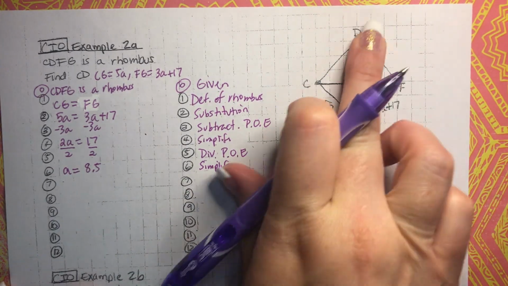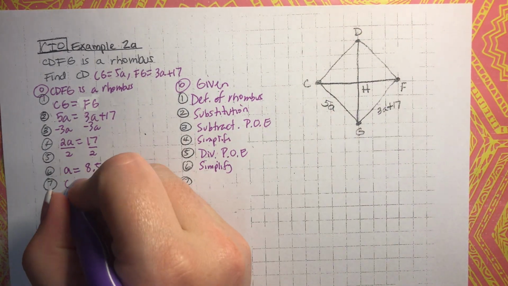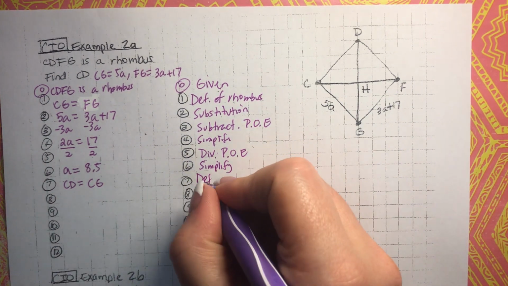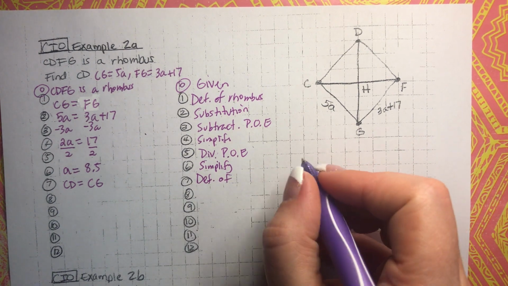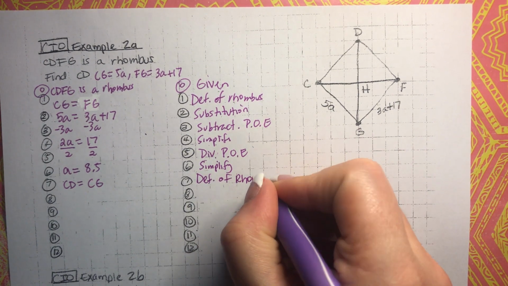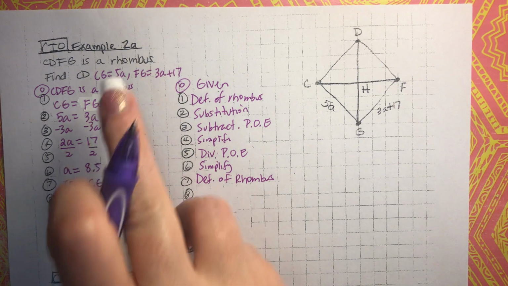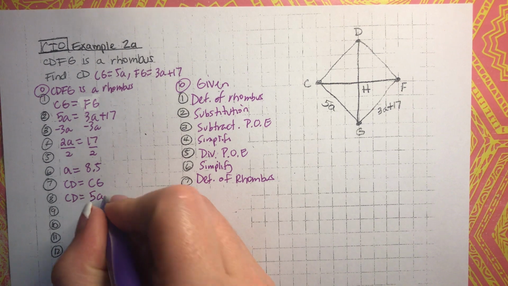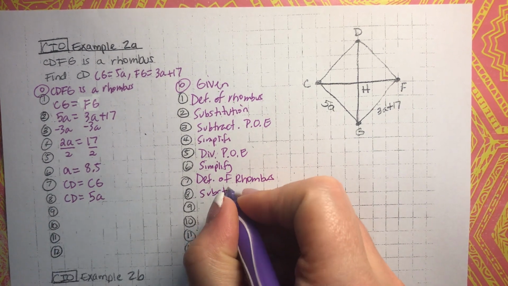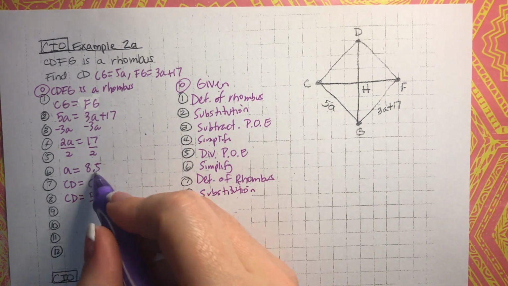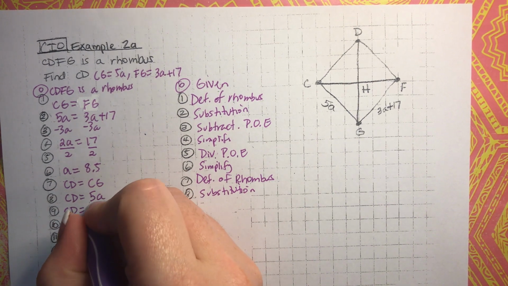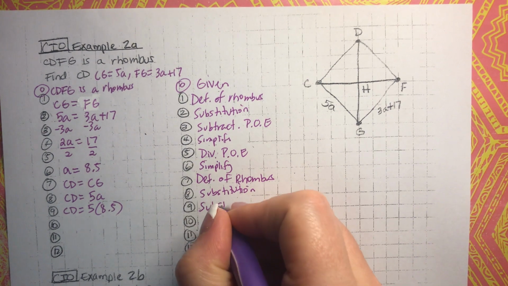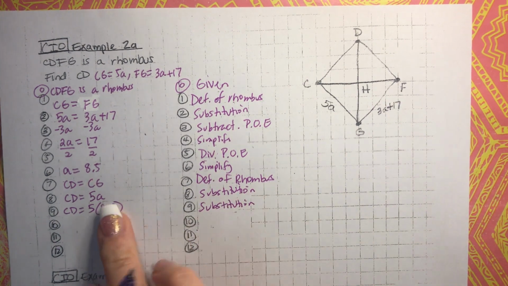And now I'm just going to say that CD is equal to CG. So CD is equal to CG, right? That's definition of a rhombus. Okay, then I'm going to substitute what CG is. CG is 5A. So CD equals 5A. That's just substitution. And then I'm just going to substitute again. A is equal to 8.5. Substitution again.